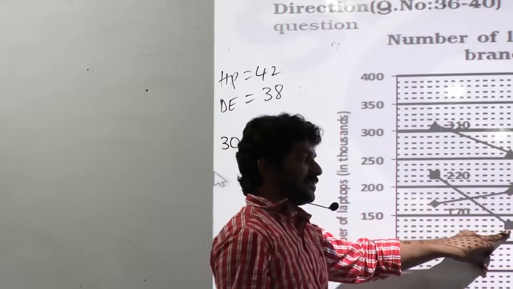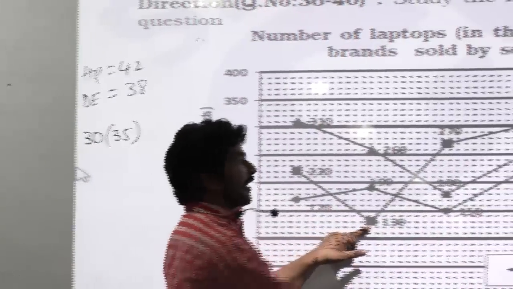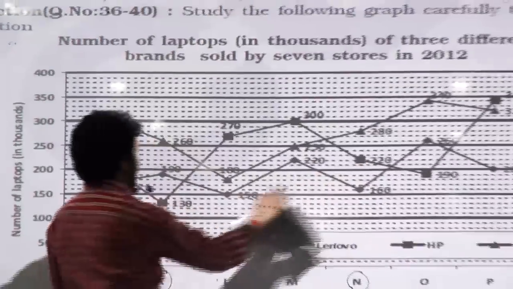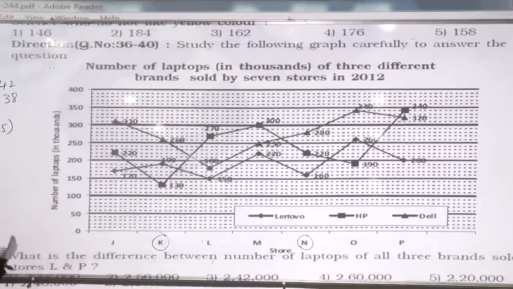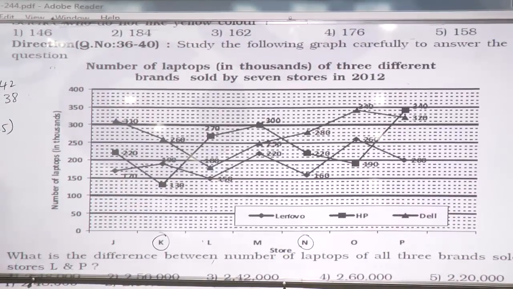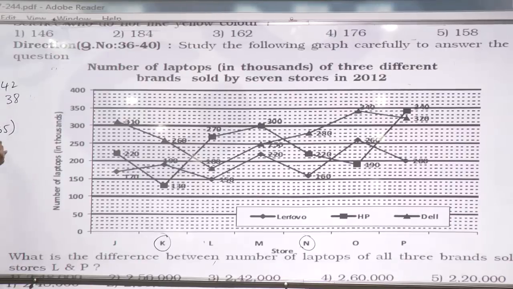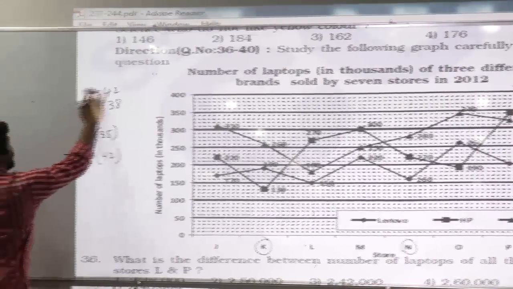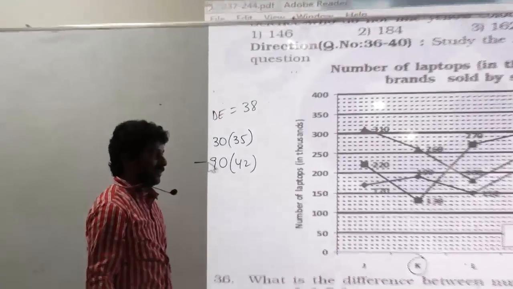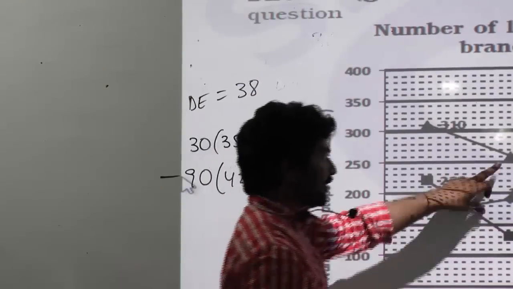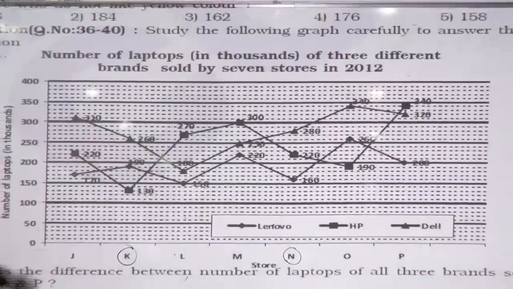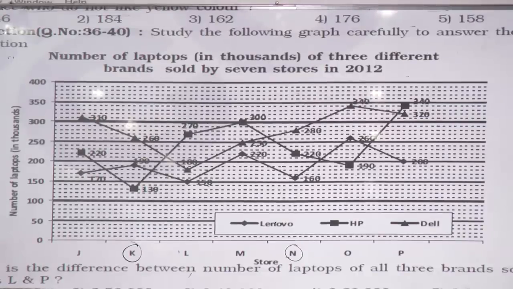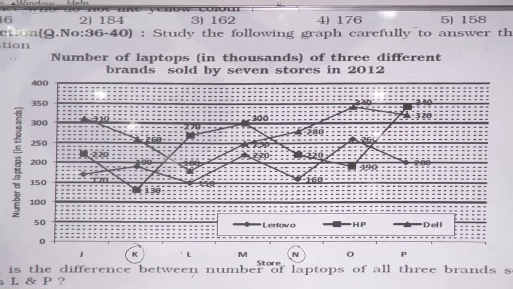Square. This is 130. And for N we have 220. 130 is how much less than 220? 90 less. Minus 90 into 42. This is also over. Next, Dell. Triangle. How much is this? 260. For N, 280. 260 is how much less than 280? 20. 20 less. That of 38.